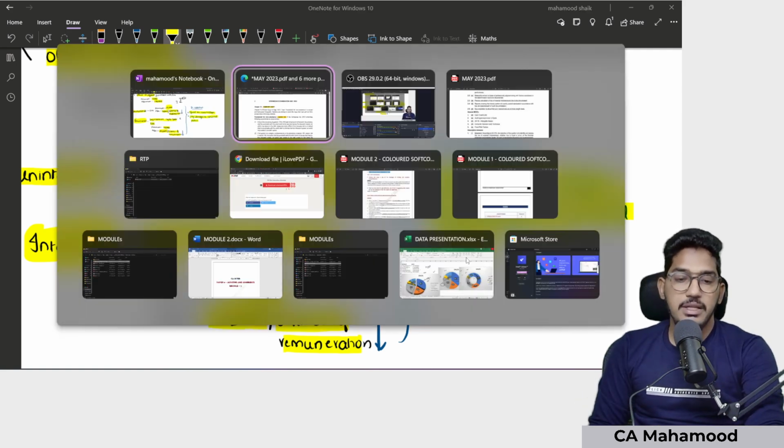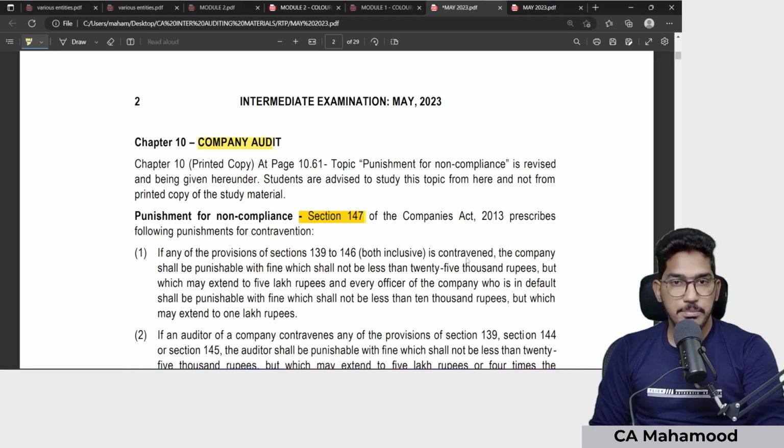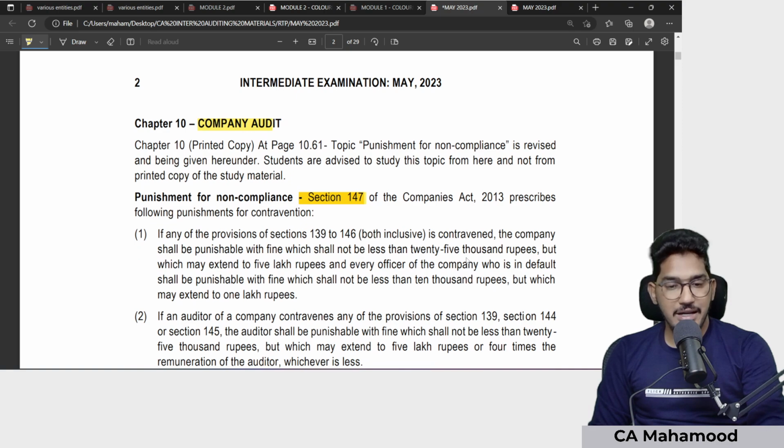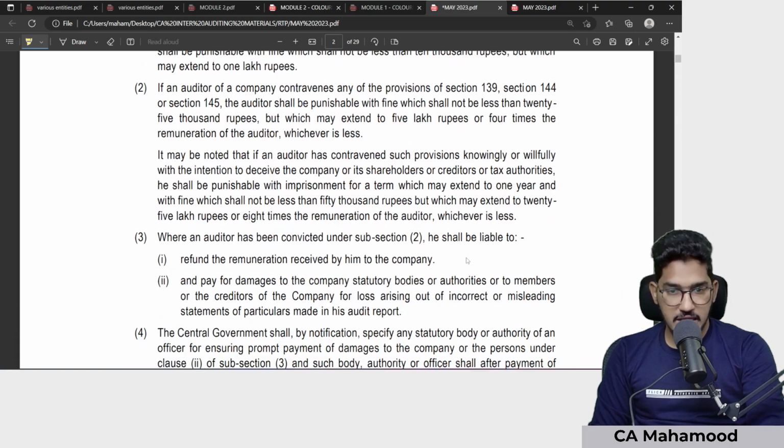Clear? So this will be the penalty which the auditor and the company have to go through as per Section 147 for violating the provisions of the Companies Act. Understood? So this is what we have regarding the academic update. So with this we are done with the academic update.